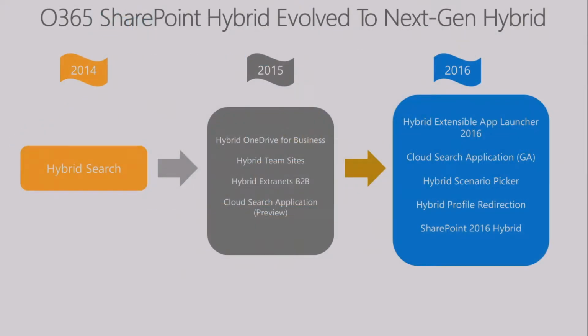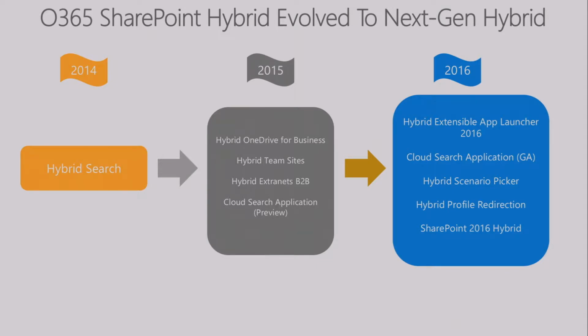So for example, if I look at our journey in the whole hybrid, and I've been in the hybrid area for about 2.5 years already. Back in 2014, it was just hybrid search. And it was like a 20-page white paper where we published and said, here is all the steps you have to go through to configure and have a federated search between your on-prem and in the cloud. And then we added a few more scenarios in 2015, such as hybrid OneDrive for Business, which means you can offer your end users OneDrive for Business in the cloud while continuing to keep your on-premises SharePoint.